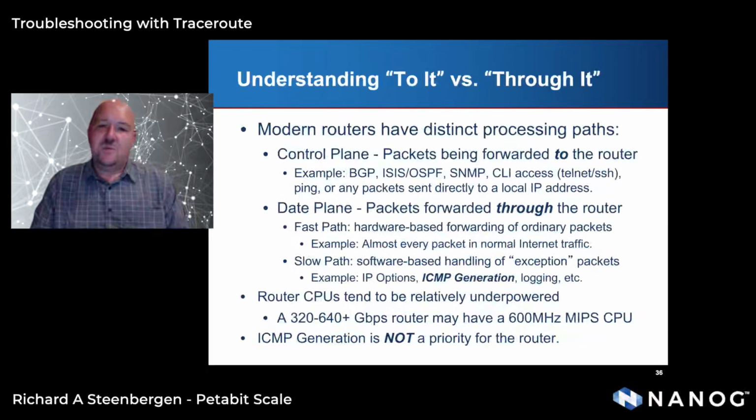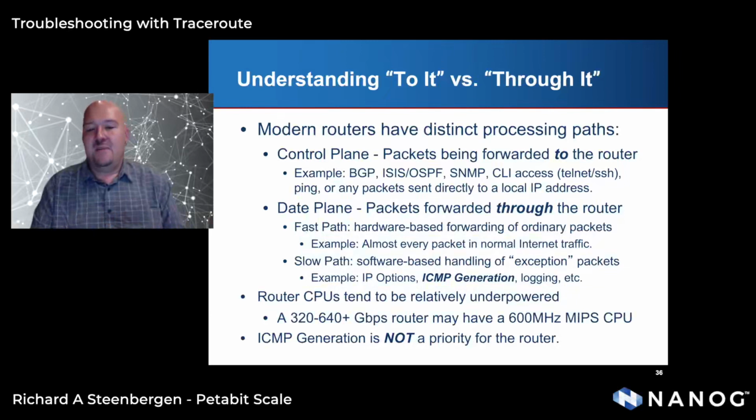So what you really need to understand here is there's a big difference in routers between "to it" and "through it." So most modern routers have these distinct processing paths. So we have what's called the control plane. This is packets that are deliberately being forwarded to the router. So for example, your BGP protocol, your ISIS or your OSPF, your SNMP, or even your CLI access, your telnet and SSH to the device, and any pings. If you were to ping an interface or send any packet to a local IP address of the router, that is going to go to its control plane.